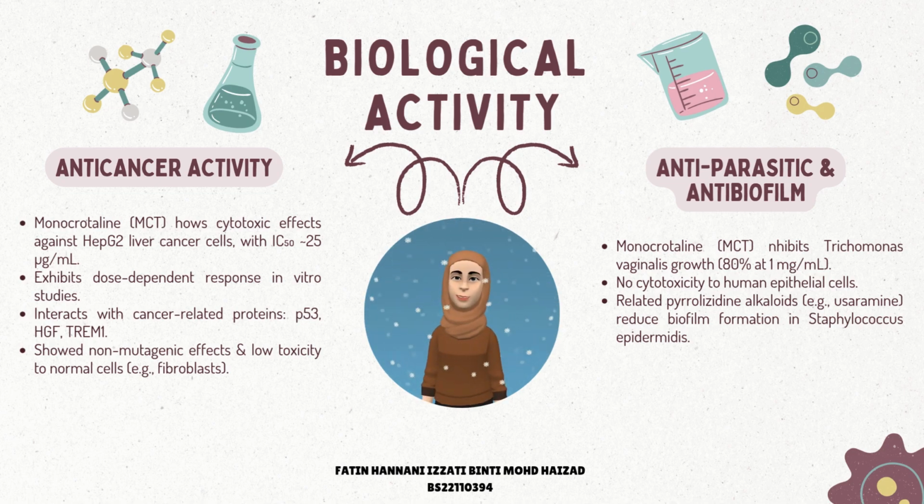So, the first one is the anti-cancer effect. Monocrotaline has shown cytotoxic effects against HepG2 liver cancer cells in lab studies. That means it can kill or inhibit these cancer cells. It has an IC50 value of around 25 micrograms per milliliter, which indicates how potent it is. The lower the number, the stronger the effect. The response was dose dependent, so the more monocrotaline used, the greater the cancer-killing effect.